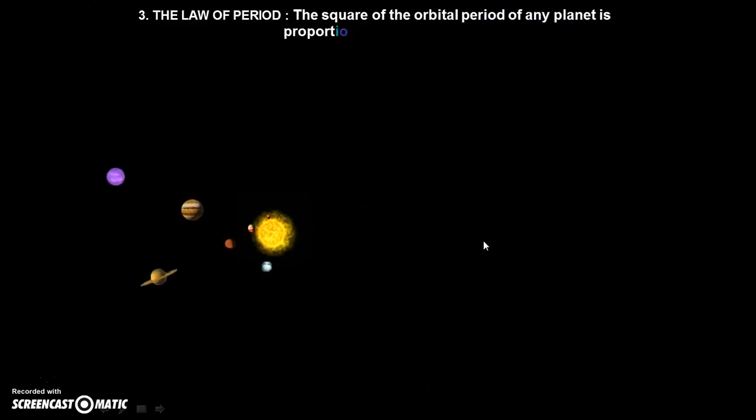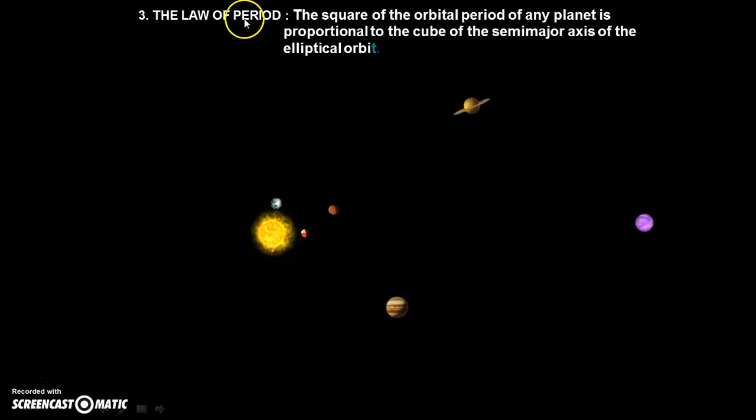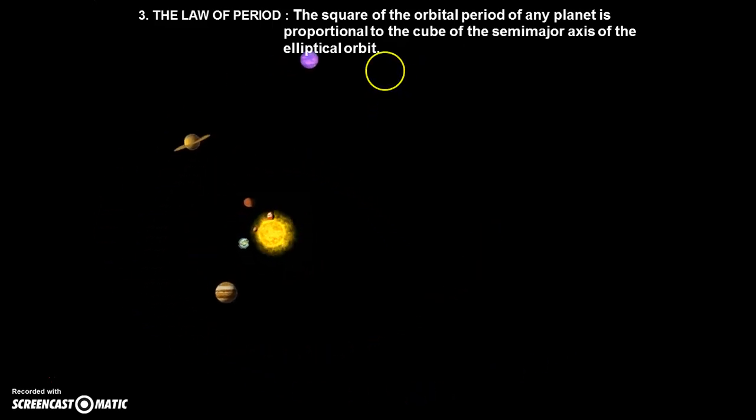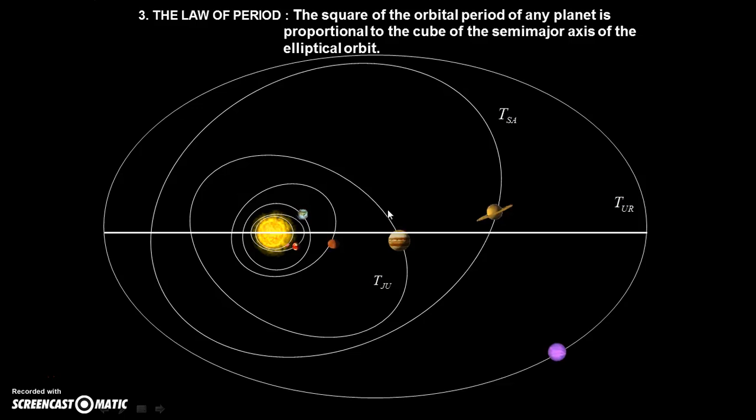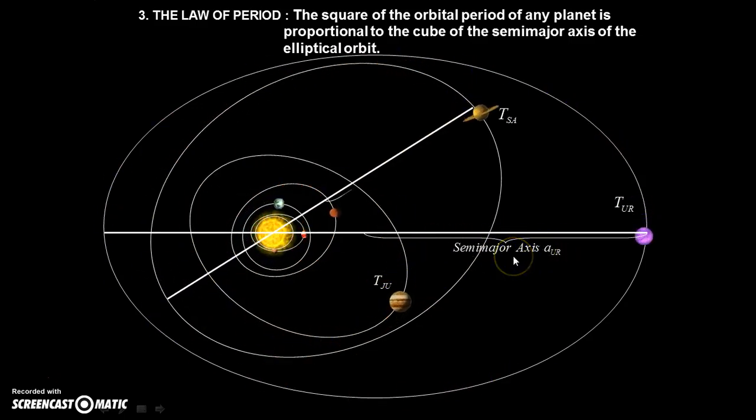The third law of Kepler is the law of period. The square of the orbital period of any planet is proportional to the cube of the semi-major axis of the elliptical orbit. And the period of Uranus, Saturn, and Jupiter, and the semi-major axis for Uranus, Saturn, and Jupiter.